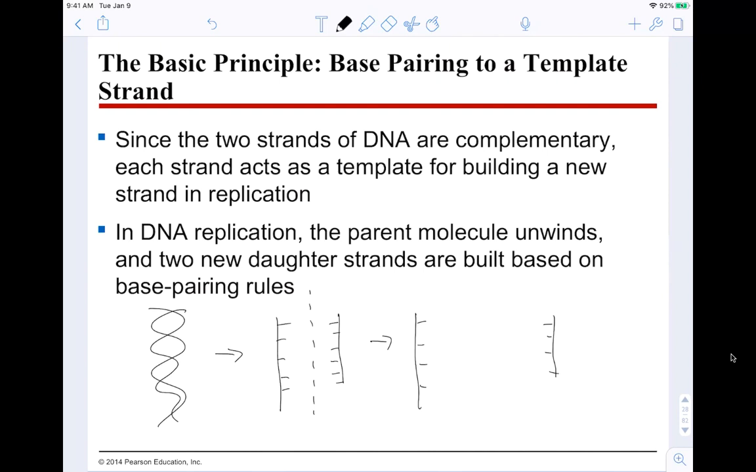And then you will have a new strand that is synthesized using this as a template. And then the completed molecule will be the same as the original and the same as each other. That is the total process of DNA replication.